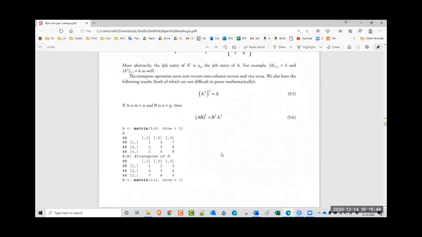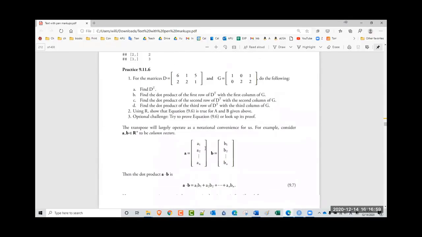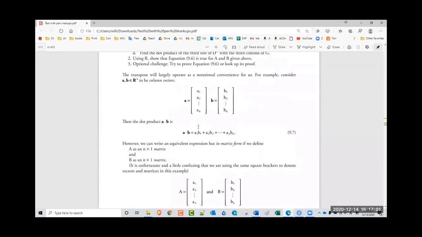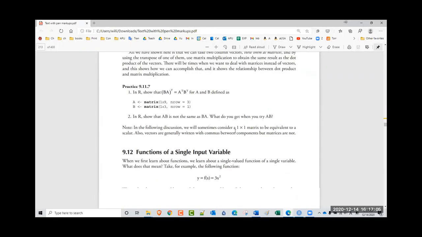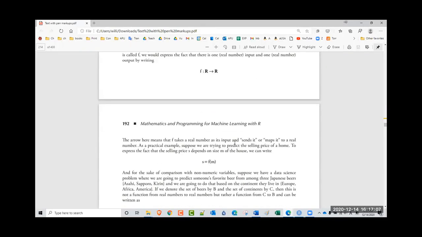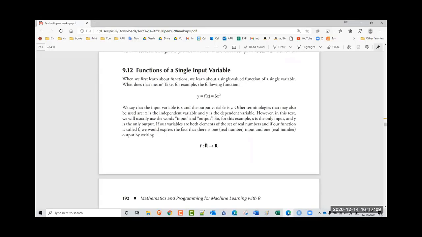And we have to remember that AB is not the same thing as BA. Matrix multiplication is not the same as regular number multiplication, where you can take two numbers and switch the order, and you still get the same thing. We have the dot product here, and that's important for matrix multiplication.